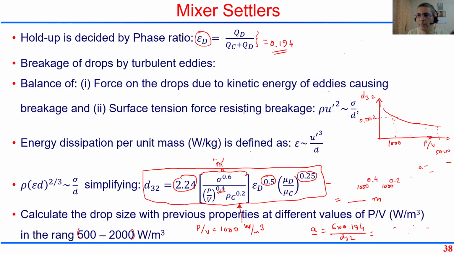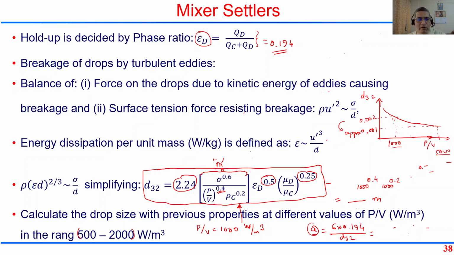If I take 5000 watts per meter cube, what would be our D32? It would reduce by a factor of 5 raised to 0.4, isn't it? It would reduce by 1.9 times, almost 2 times. It would become 0.001 approximately. It would be approximately 1 millimeter. So the interfacial area is going to become double. If I had 1000 watts per meter cube versus 5000 watts per meter cube, drop size is going to become almost half. Interfacial area is almost going to become double, right?